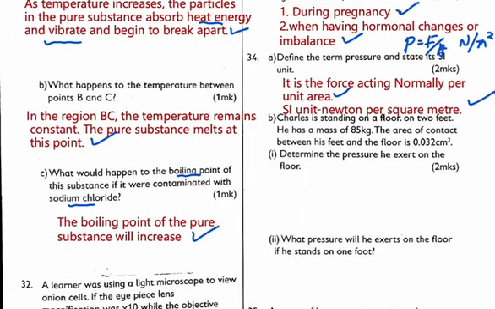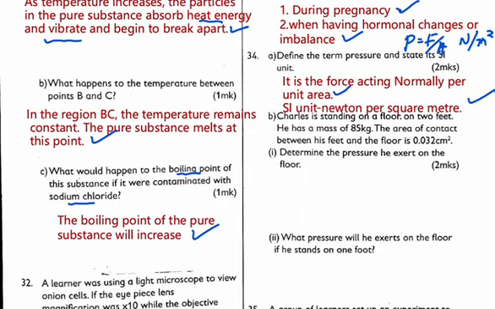Continue to part B. Charles is standing on a floor on 2 feet. He has a mass of 85 kilograms. The area of contact between his feet and the floor is 0.032 centimeters square. Roman 1, determine the pressure he exerts on the floor. Roman 2, what pressure will he exert on the floor if he stands on 1 foot? So we're going to solve this. It's very simple. We're going to start with it.